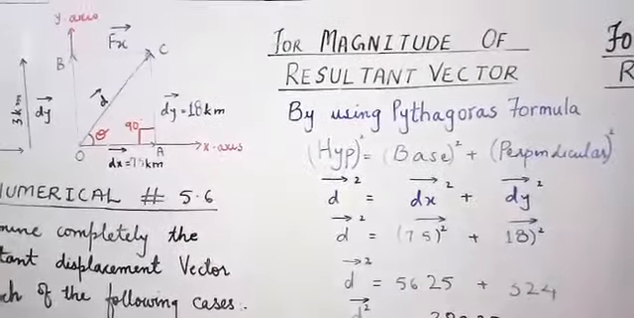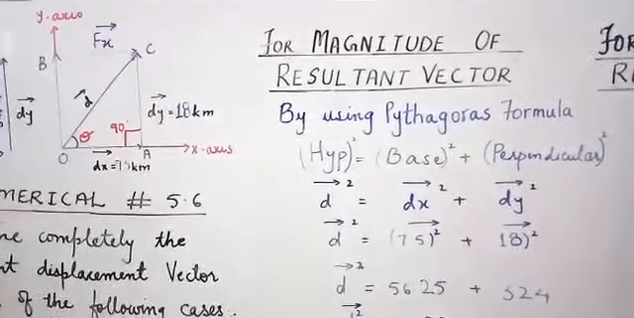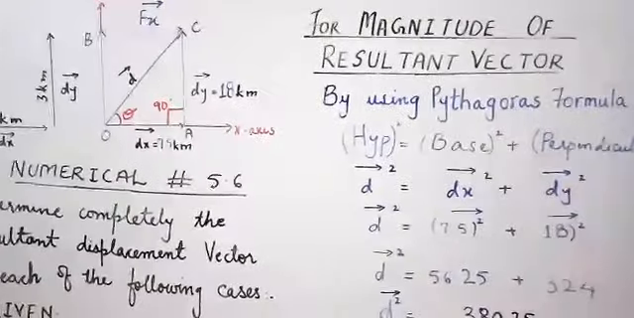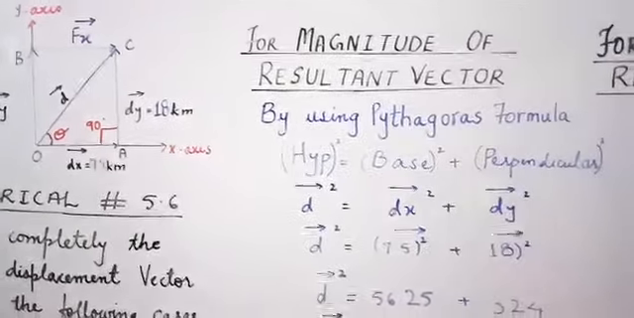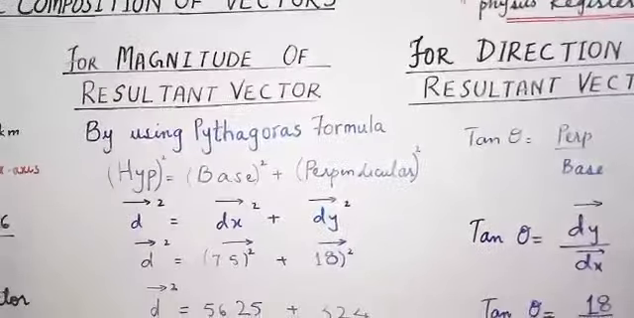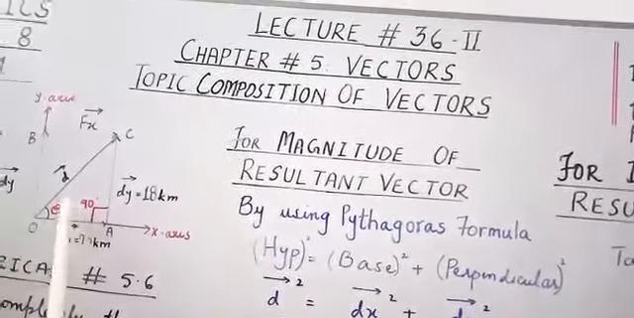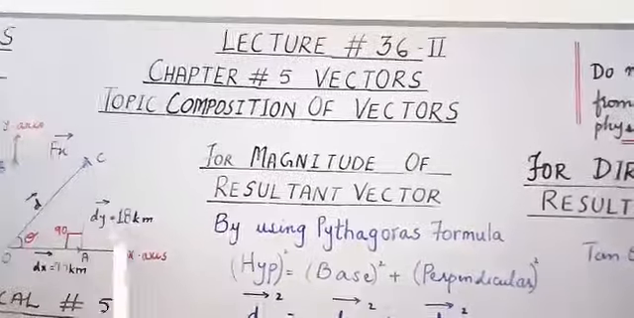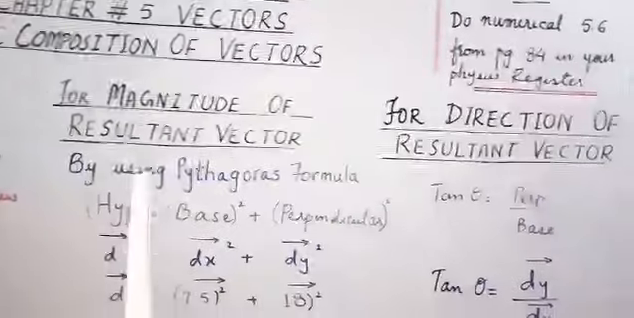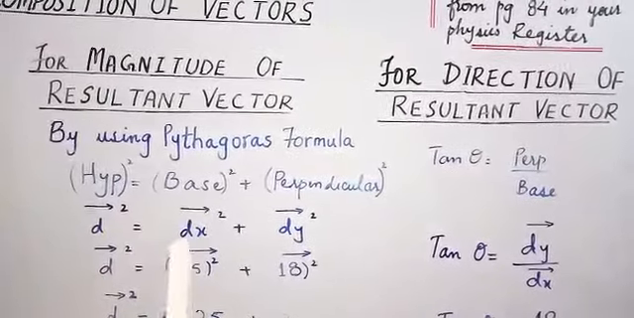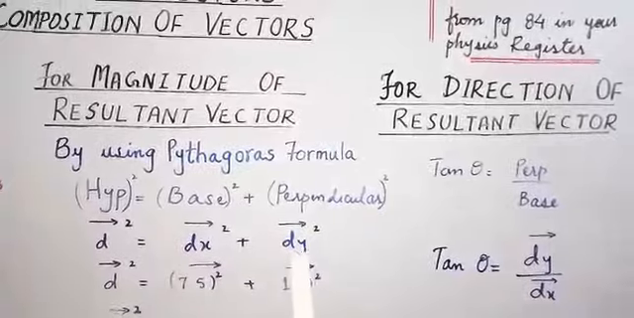Now the perpendicular is equal to 18 kilometers, which is the y component, that is dy, and the x component is equal to 7.5 kilometers. Here you can see the same formula. First of all, we will find the magnitude of the resultant vector, that is, the magnitude of this d, with the help of the given components, 18 and 7.5. So by using the Pythagoras formula, we will put 7.5 in place of dx and 18 in place of dy.